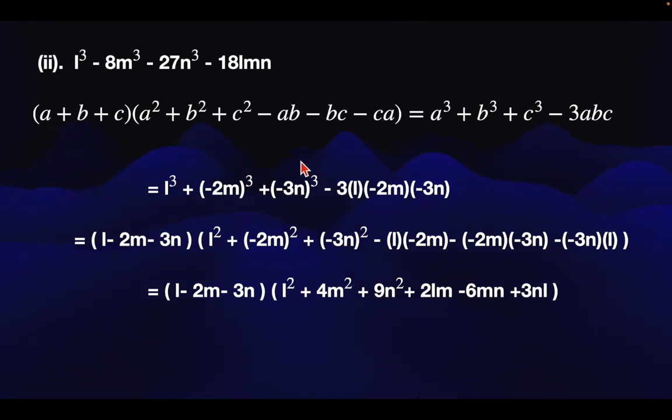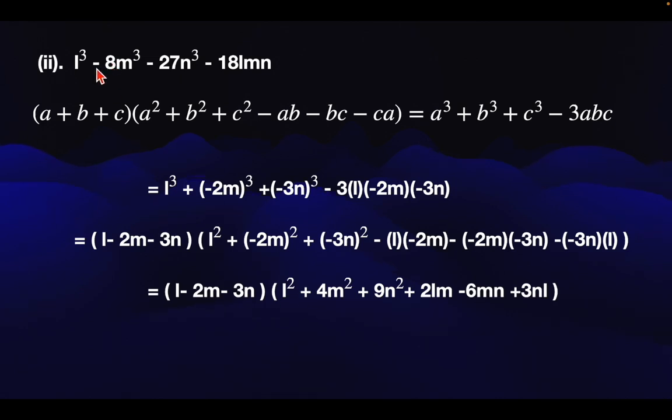See, if you open it, you should get all these values. So this is minus 18 LMN. So this is correct. It is in the standard form. Now replace a with L, b with minus 2m and c with minus 3n. Okay, and simplify it, you will get the answer.